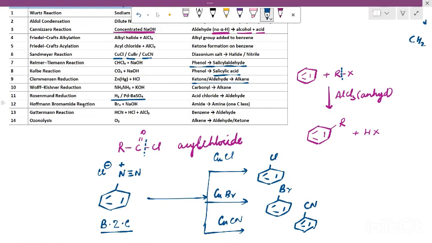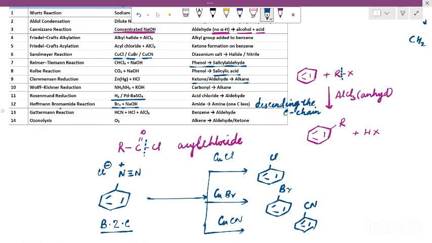Wolff-Kishner reaction, hydrazine in presence of potassium hydroxide, we convert carbonyl group into alkane. Rosenmund reduction, hydrogen in presence of palladium barium sulfate, we form aldehyde from acid chloride. Hoffmann bromamide reaction, Br2 NaOH, so we convert amides into amines with one carbon less. This is called descending the carbon series, descending the carbon chain. तो आपसे एग्जाम में ascending chain, descending carbon chain में पूछा जाता है. Gattermann reaction, HCN, HCl, AlCl3, we convert benzene into aldehyde.